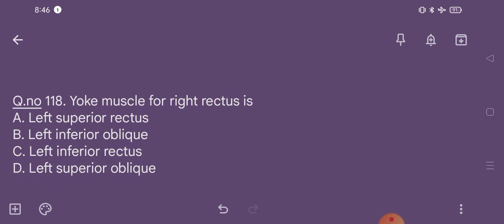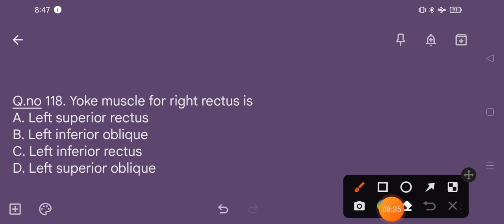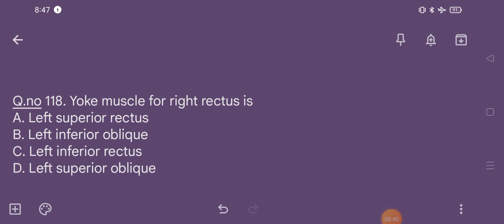Question number 118. Yoke muscle of the right lateral rectus is: option A, left superior rectus; option B, left inferior oblique; option C, left inferior rectus; option D, left superior oblique. The correct option is option B, that is left inferior oblique.